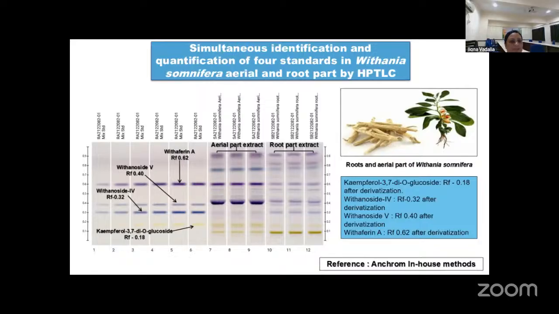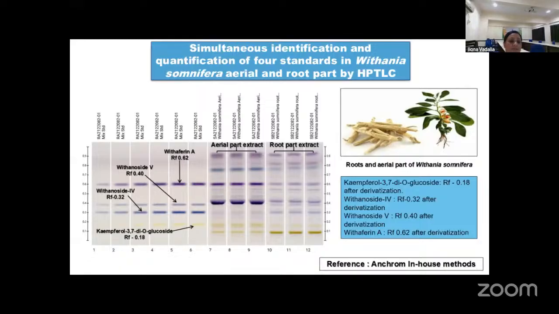They have done the simultaneous identification and quantification of 4 standards. Standards are withaferin A, withanoside V, withanoside IV, and kaempferol. So these are the markers present in the ashwagandha powder, or we can say Withania somnifera powder. So they have checked the aerial part of Withania somnifera and the root part of Withania somnifera.